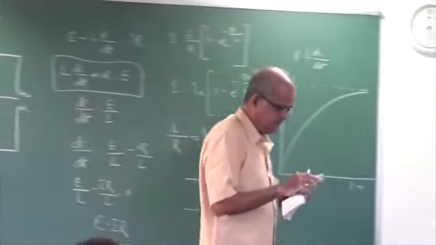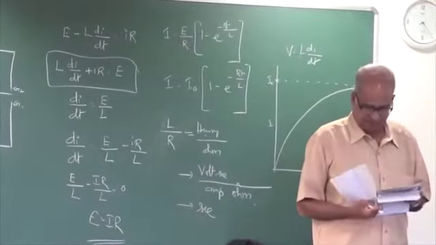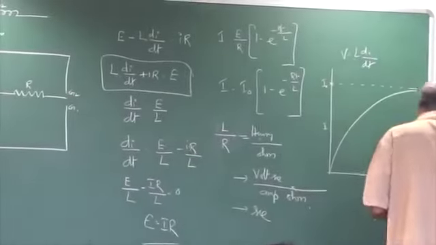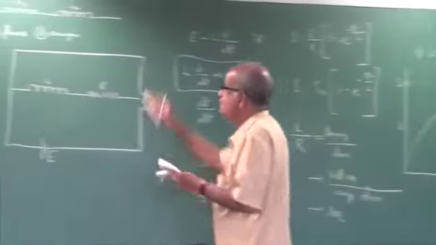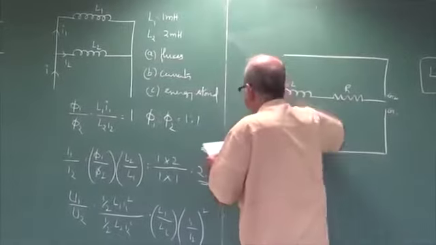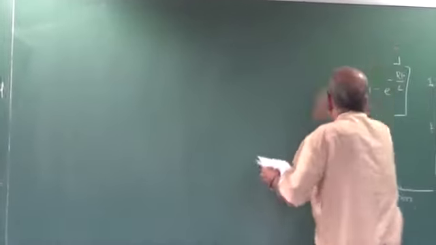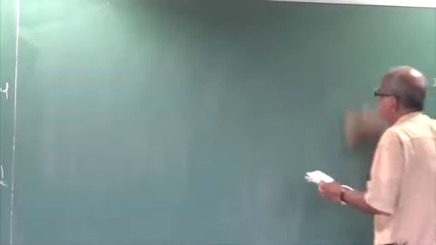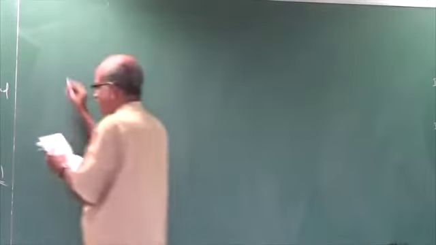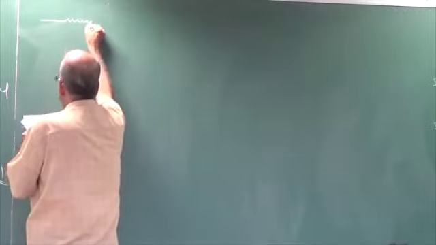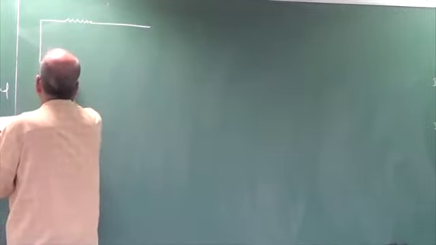Now, take down the problem. Calculate the ratio of time constant in the build-up and decay in the circuit shown. Calculate the ratio of time constant in the build-up and decay of the circuit shown.